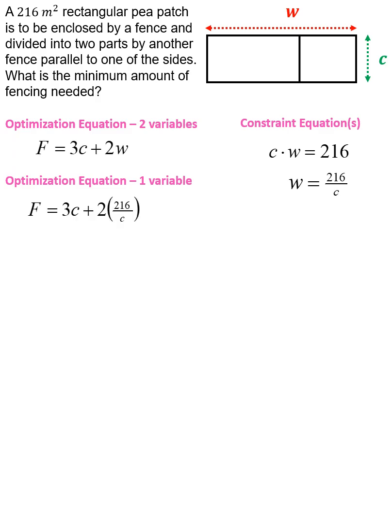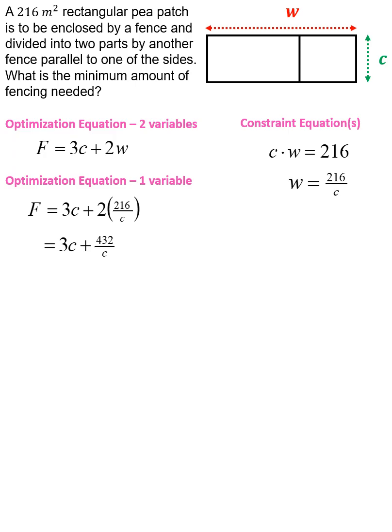Plugging that in gives me the following algebra result. I chose to simplify that, although it's not really necessary in this particular problem, but I chose to just for my own purposes. What does this mean? What it means is I have the amount of fence I would need as a function of C.